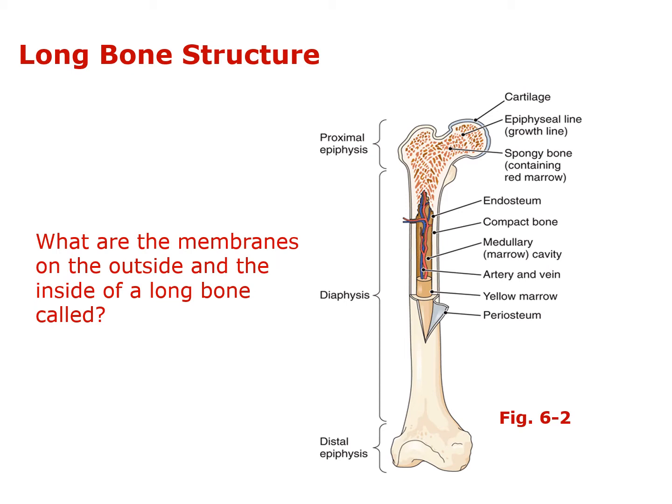The shaft of the long bone, as you can see, we start with a periosteum on the outside. You can see that at the bottom of that list there on the right. The periosteum covers your compact bone, and on the other side of that compact bone is endosteum, and that endosteum covers the inside of that compact bone. And in the middle of that is a medullary cavity where you will find yellow marrow and arteries and veins.